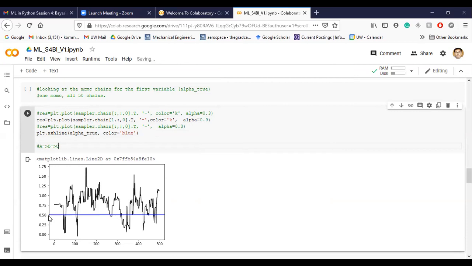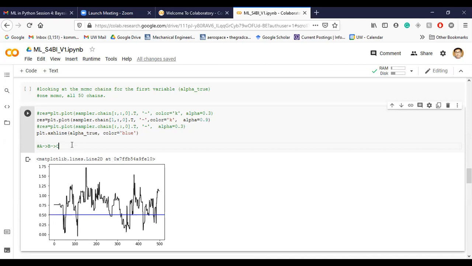So I have also plotted the true value. We know that alpha is 0.5. So we can see how it's moving about the true value. Our goal is that it starts at a really bad value and then it ends up at a distribution.